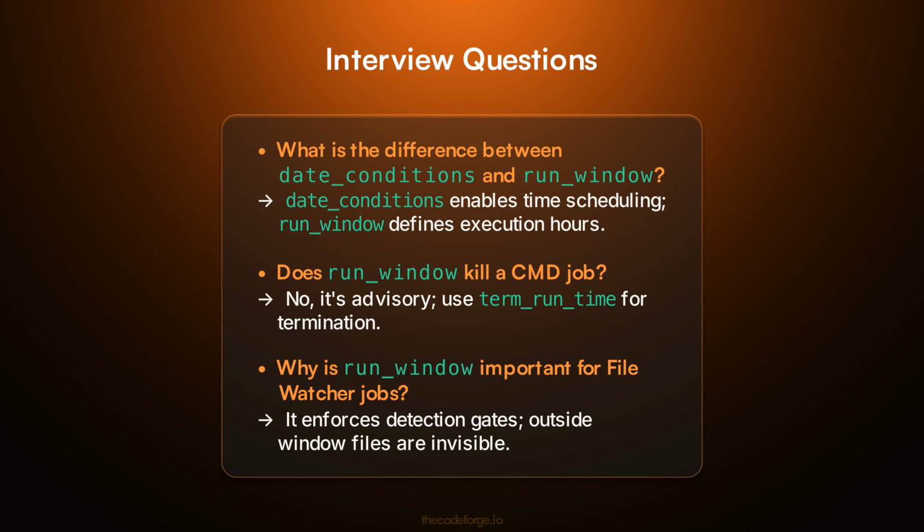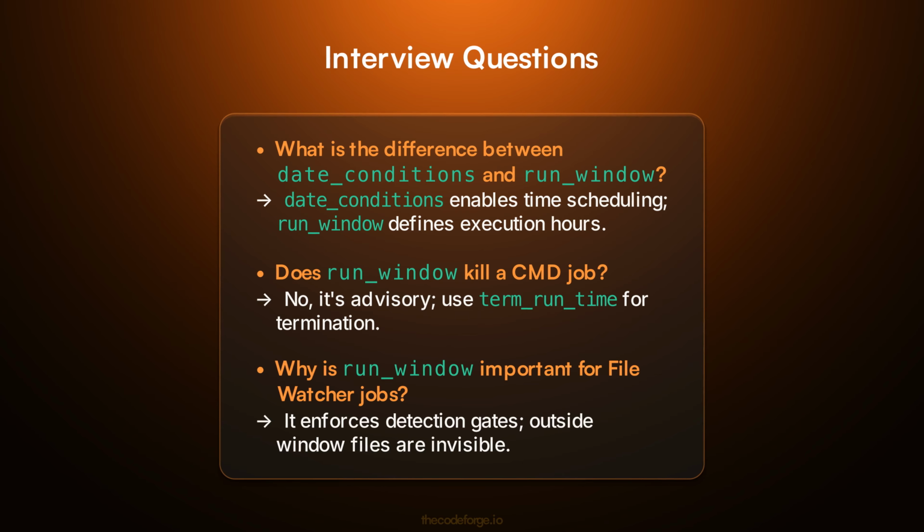Let's run through some common interview questions. What is the difference between date conditions and run window? Date conditions enables time scheduling. Run window defines execution hours. Does run window kill a CMD job? No, it's advisory. Use term runtime for termination. Why is run window important for file watcher jobs? It enforces detection gates. Outside window files are invisible.